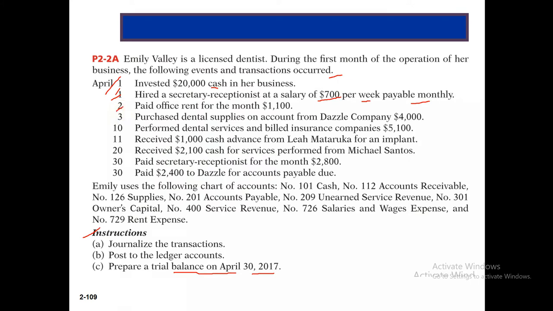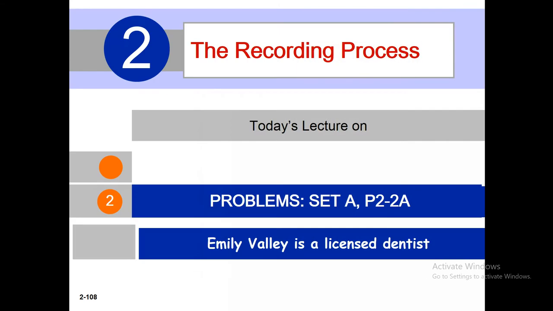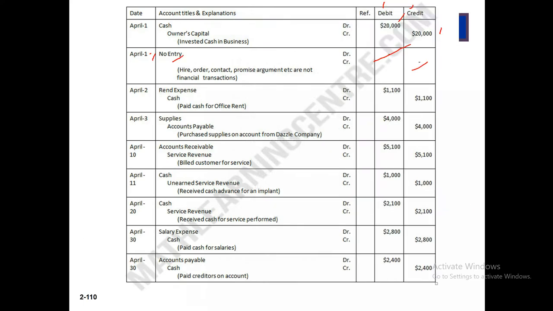April 2, paid office rent for the month, this figure $1,100. The paid, that means cash is decreasing, so cash credit, and office rent, the rent expense debit. So for this transaction, our office rent expense will be debit, this figure, and cash will be credit, this figure.